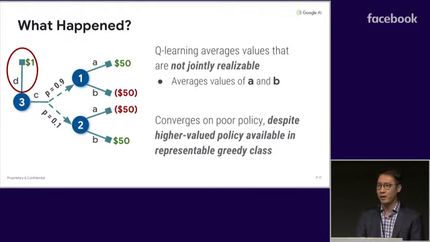So what happened here? Well, because the Q backups have no idea whether certain action combinations are jointly feasible, Q-learning is perfectly happy to average together values that are not jointly realizable. In this case, Q-learning deludes itself into thinking that it can average together values of A and B to get a value of 0. As a result, it converges to a greedy policy that is much worse than the optimal greedy policy available in the representable class.